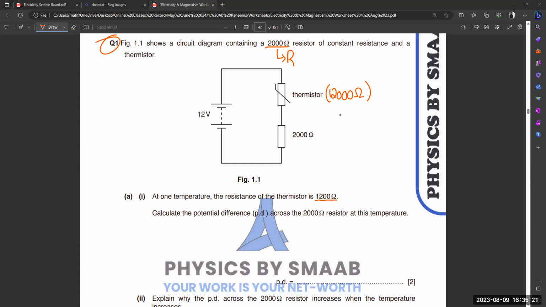Okay, so in this question, let's suppose you want to find the total resistance. What will be the value of the total resistance? Let's suppose they ask you to find the total resistance of the circuit. It is not compulsory that we need to use that formula.